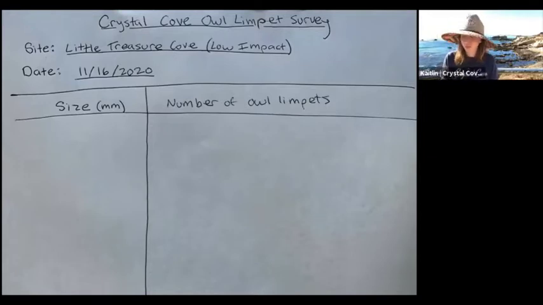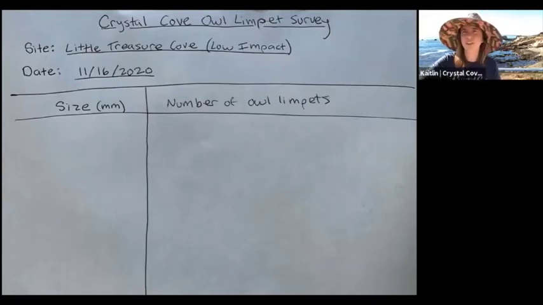One of the most important pieces of data in science is always going to be the date. If we don't know what day we measured it, then our data is not useful at all. So you're going to write the date, which is today's date, November 16th, 2020. And then we'll just need 2 columns to record our data. It's super simple. The size in millimeters and the number of owl limpets.